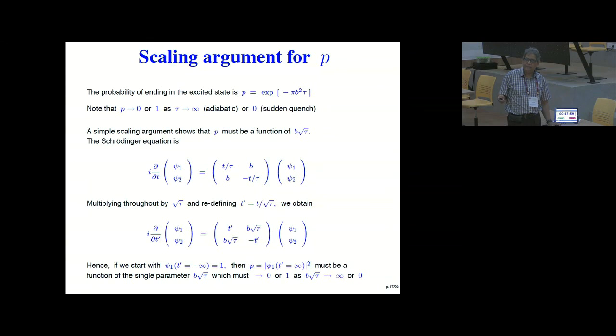So the Schrodinger equation is here. This is what you have to solve. What you do is multiply throughout by root tau and redefine t prime equal to t by root tau. Then you get an equation where there's now just one single dimensionless parameter, which is b root tau. So now it's clear that since there's only one parameter, if you start in the initial ground state, psi 1 equal to 1 at t prime equal to minus infinity, then the probability of excitation at t prime equal to plus infinity must be a function of just this parameter. And then on general grounds, adiabatic limit, tau going to infinity, and sudden quench, tau going to 0, this probability must go to 0 as b root tau goes to infinity, or 1 if b root tau goes to 0. And this is really all we need. We don't really need this exact formula. So is this clear so far?